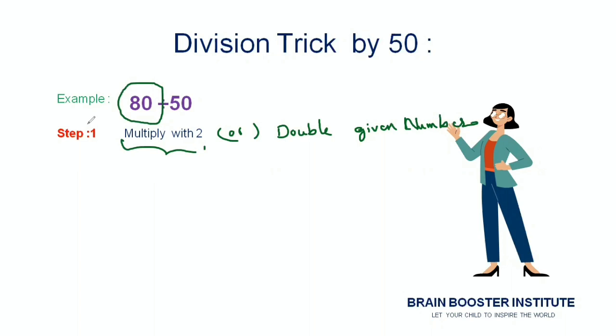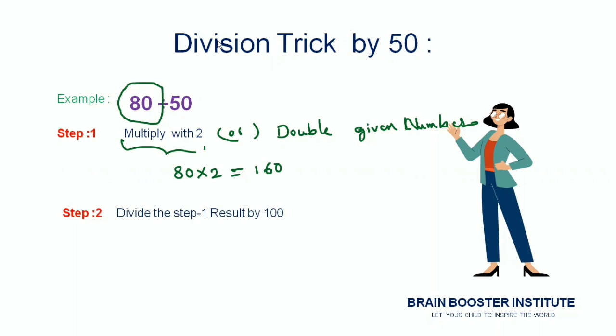Or take the twice of the given number. So this all can be said anyway here. So multiply with 2 first of all. So I am multiplying the given number with 2, my dear friends. 80 into 2 is equal to 160. We know very well. This is the step 1 result. Step 1 result is 160. Now let's go to the step 2.